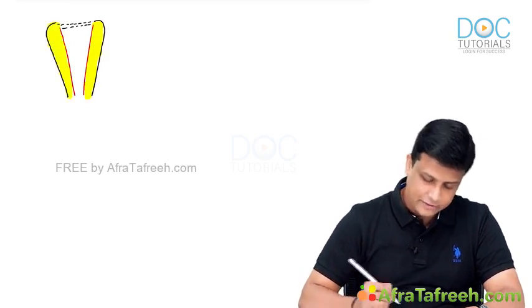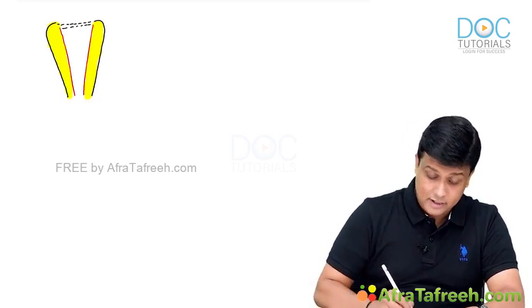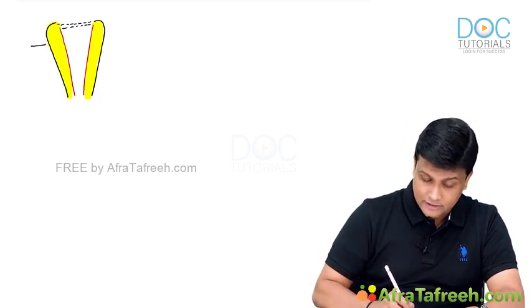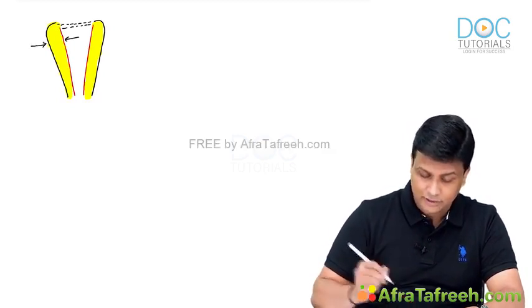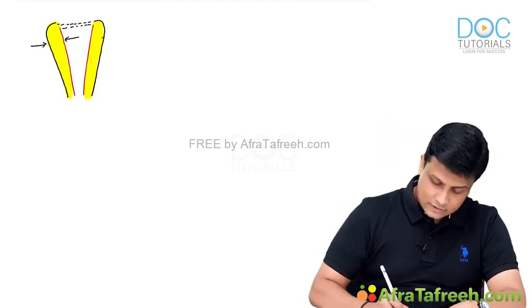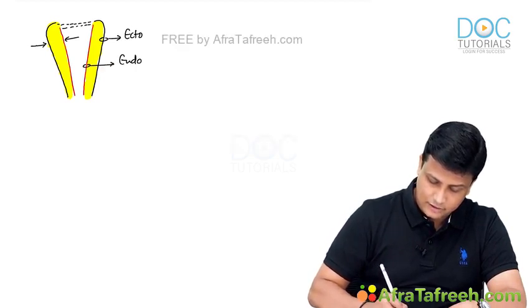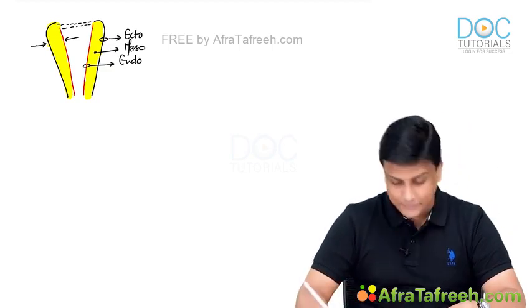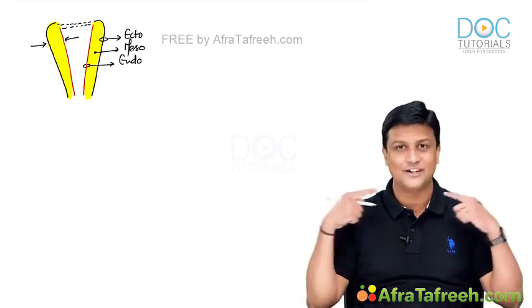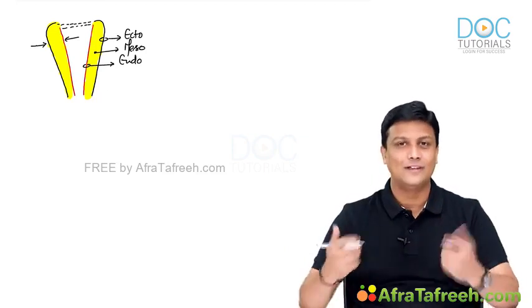Now what is the further development here, guys? The further development is ectoderm will invaginate inside, endoderm will evaginate outside. So of course this black colored line is ectoderm, the red colored line is your endoderm, and in the middle this part here will be the mesoderm. So what's happening right now is ectoderm will invaginate, it's moving in, whereas endoderm will evaginate out.